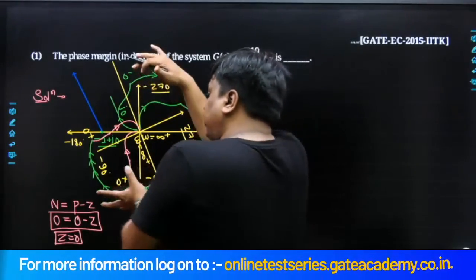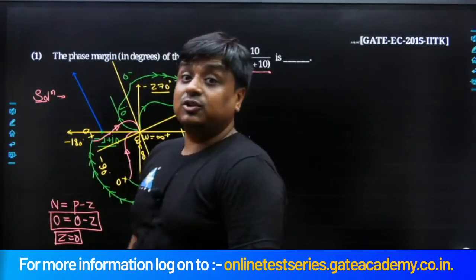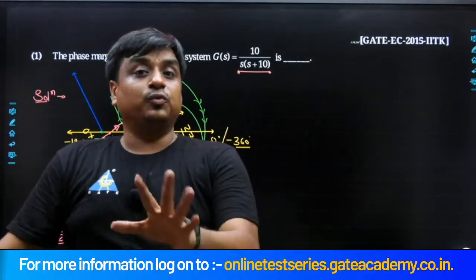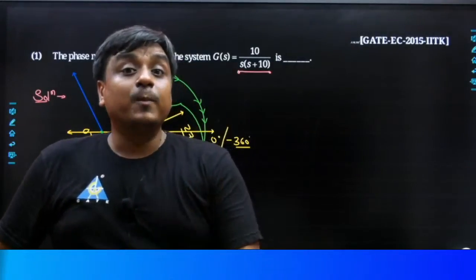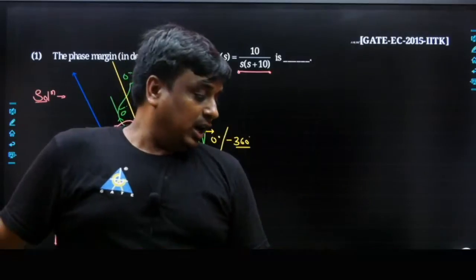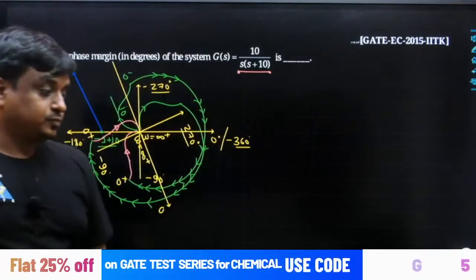And if you take further lagging, in that case, what would happen? Minus 1 plus J0 would get encircled. So far, it had not been encircled. How much phase lag can you provide?